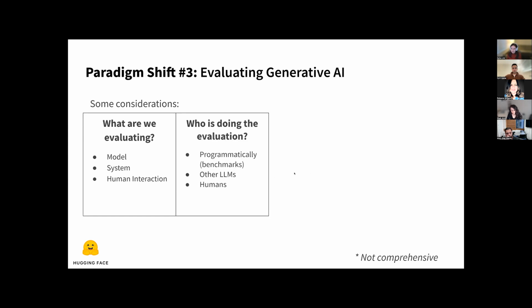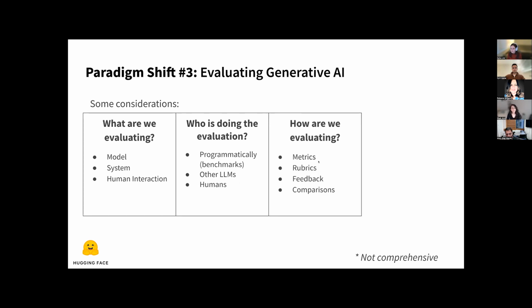You think about who is actually doing the evaluation. Many people use programmatic methods, which are very quick and easy to do, generally using benchmarks. Think about using other LLMs to rate the LLM's output, which is an interesting method, as well as using humans, whether that's experts like clinicians or patients, for example.